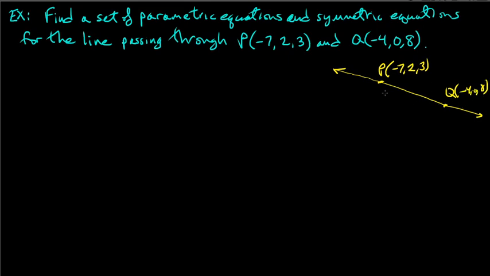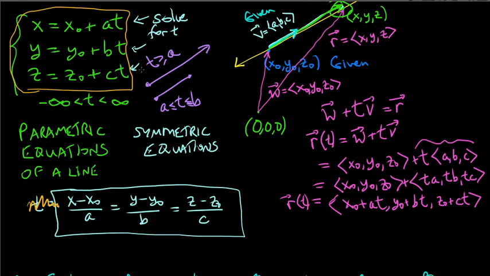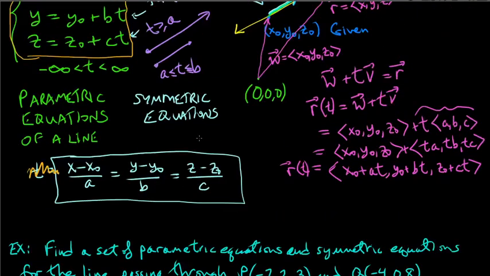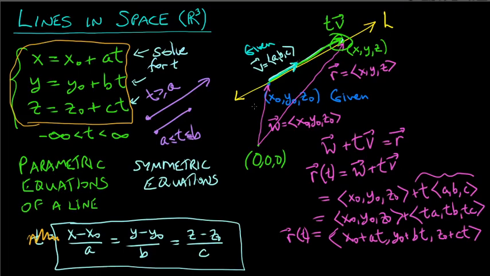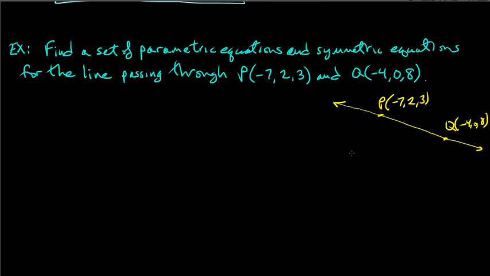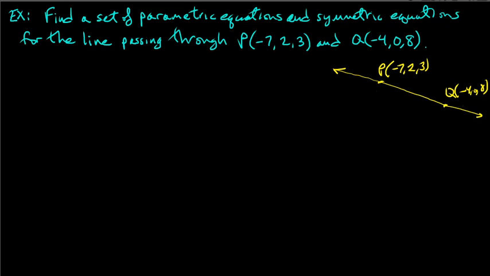So if you're given 2 points, how do we find the parametric equations? The parametric equations are up here. For the parametric equations, we were given 1 point and a vector. Here we're given 2 points, but no vector. So what can we do? What's our x, y, and z? Just to remind you, x is x0 plus at, y is y0 plus bt, and z is z0 plus ct. So what we're looking for are x0, y0, z0, and a, b, and c.